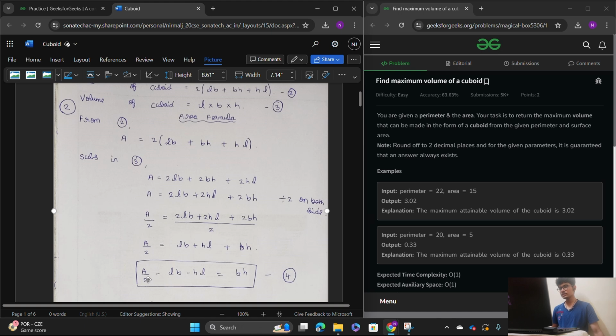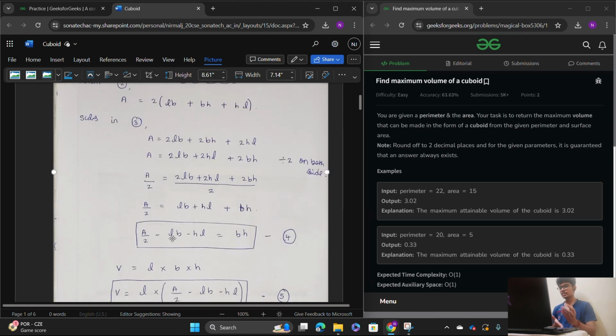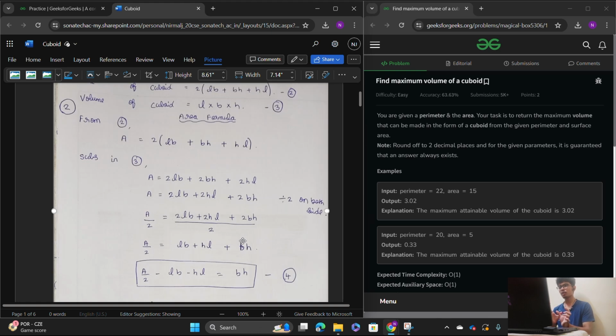When you see this part, I said initially that L is going to be a constant. Keep any one variable as constant. Either you can keep length as constant or breadth as constant, it's your wish. When you solve this equation, you'll get the value like this: A by 2 minus LB minus HL is equal to BH. Now we have formed a particular equation for area.